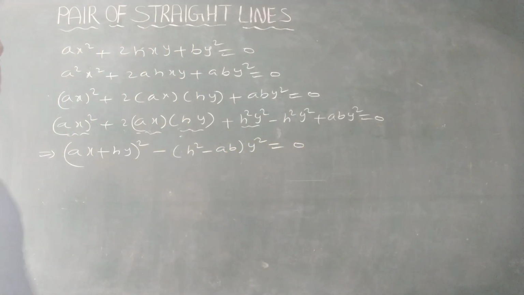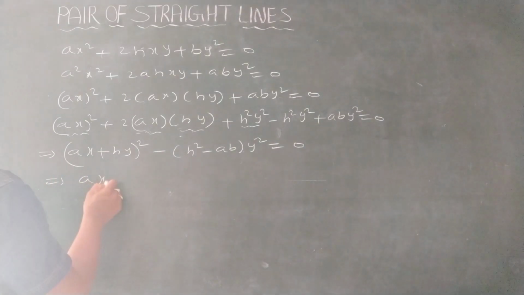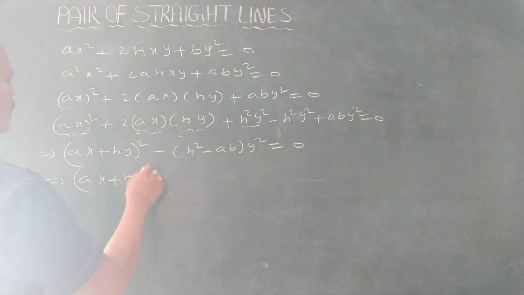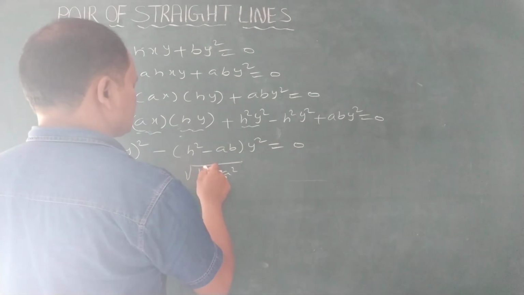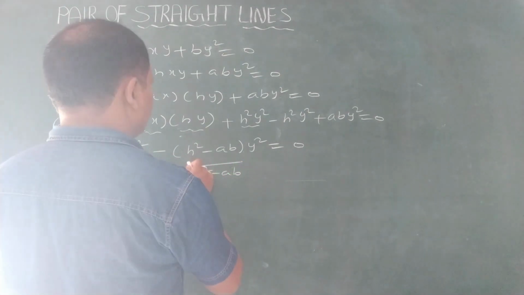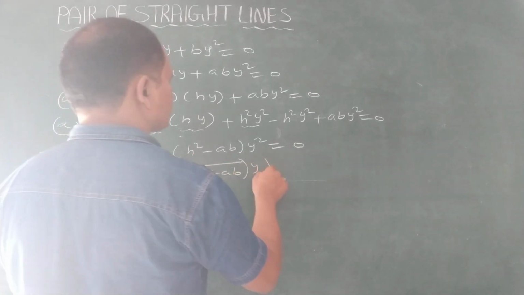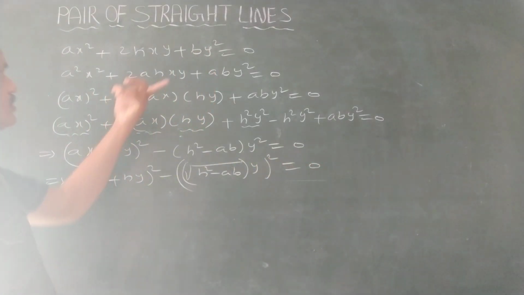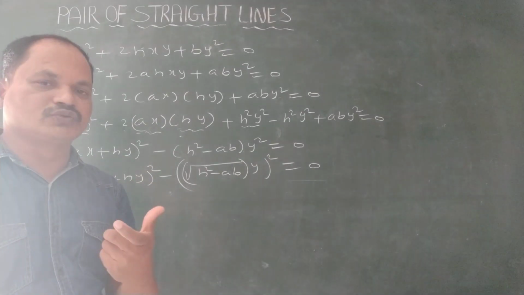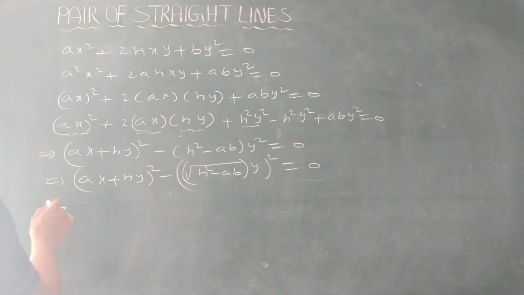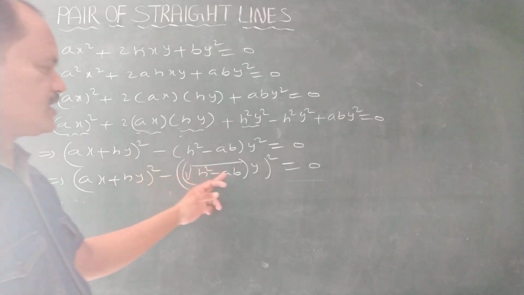Are you clear? Now, ax plus hy whole square minus square root of h square minus ab into y whole square. That means the entire equation can be written as the difference of two perfect squares, that is in the form of a plus b into a minus b.